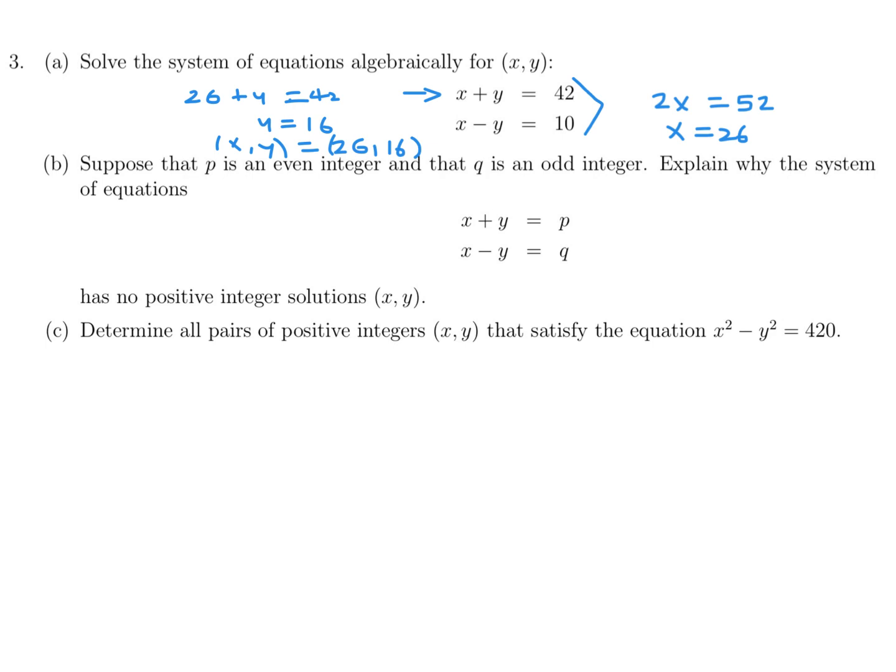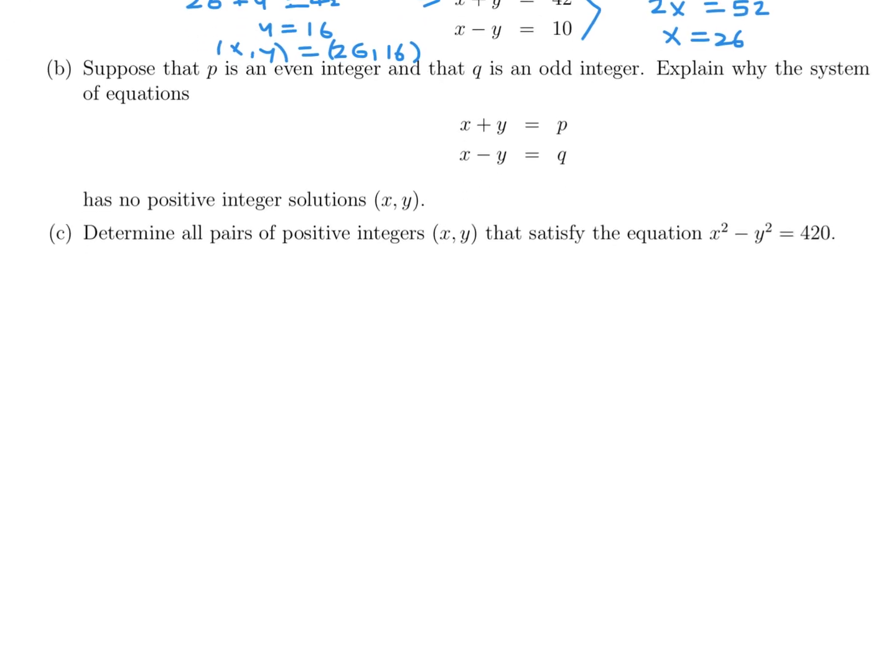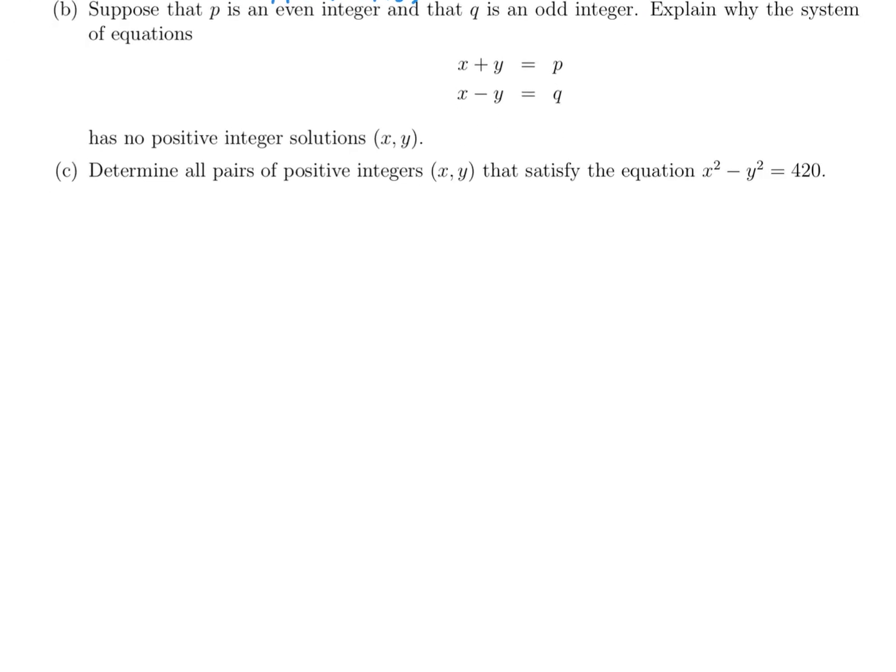Okay. Part B, suppose that p is an even integer and that q is odd. Explain why this system of equations has no positive integer solutions. So p is an even integer. So let's move this up a bit. I think I'm going to need a little bit of space. P is even, so that means if we write that, I think that should be good enough.